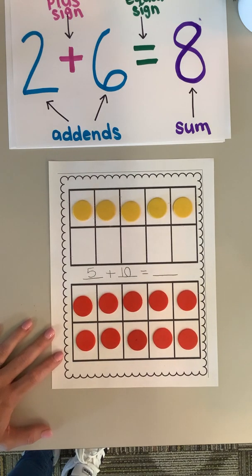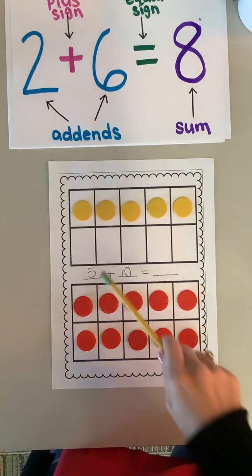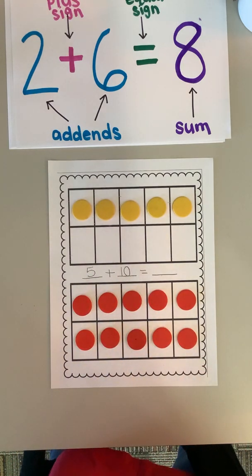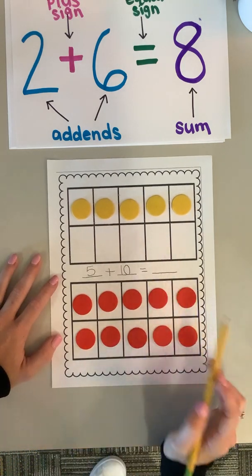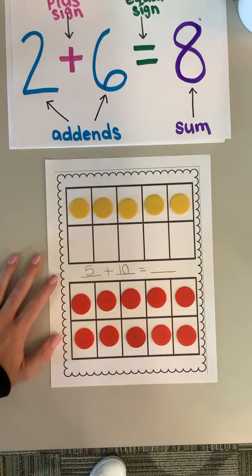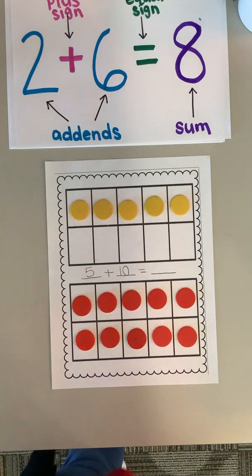What is my next step in this addition action problem? I found my two add-ins. Now what do I do? Now I need to find my sum, or add how many total stickers they have together. Pause the video and take a second to count how many stickers they have total.